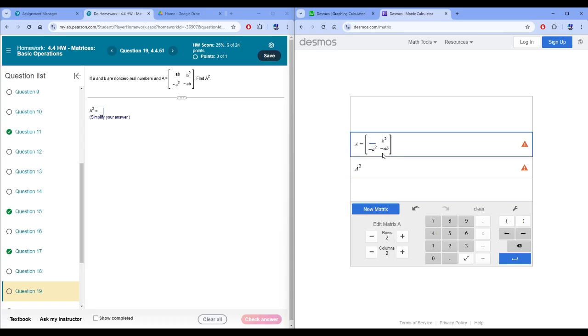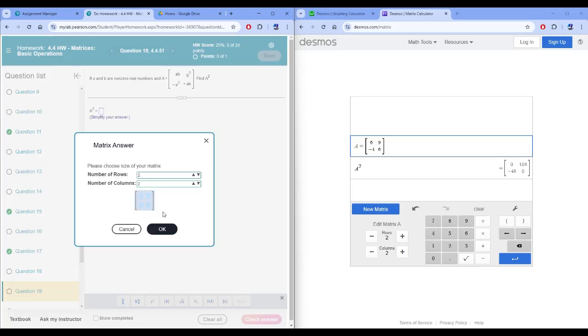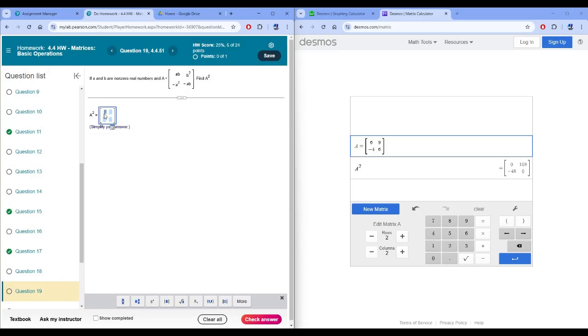Let's say that A, B is 2 and 3. So A is 2, B is 3. So that would be 6, 9, negative 4, negative 6. A squared is 2 by 2, 0, 0.